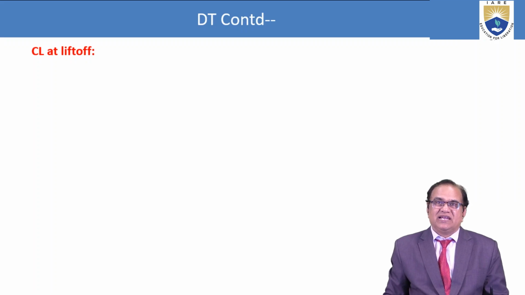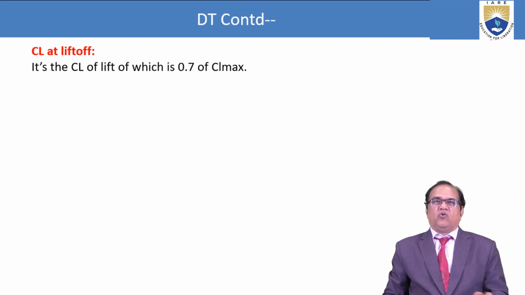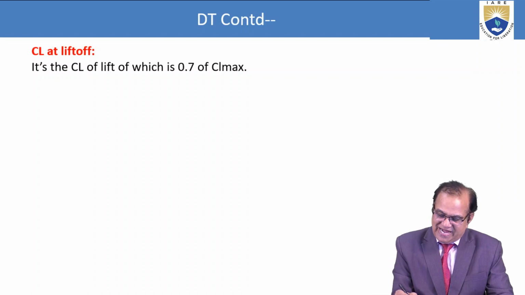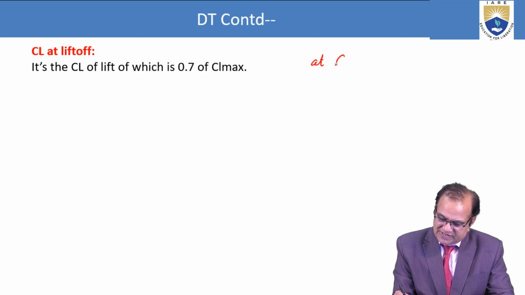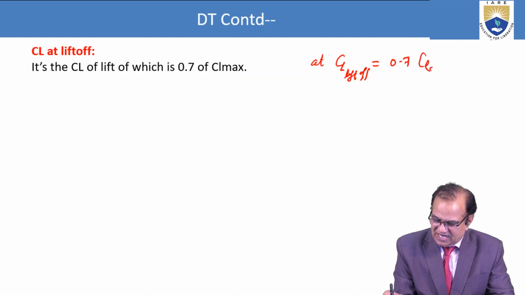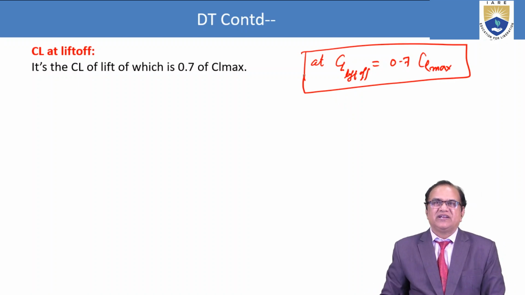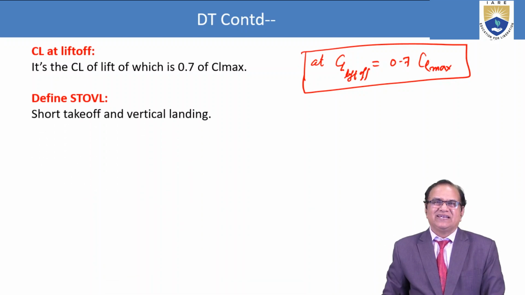CL at lift-off, CLO. It is the CL of lift-off which is 0.7 of the maximum. So at lift off, CL is 0.7 of CL max. This is the standard formulation or standard experimental results they have concluded. STVOL we have already done, short takeoff and the vertical landing.